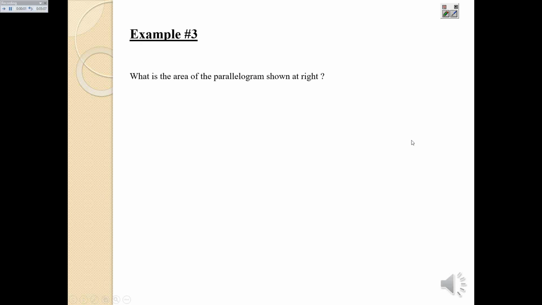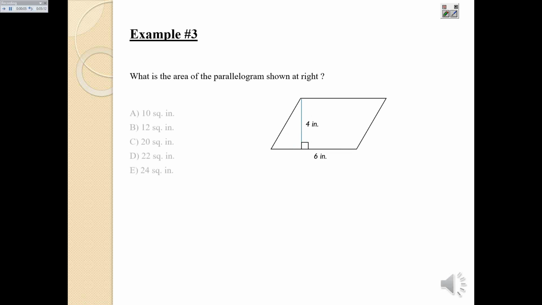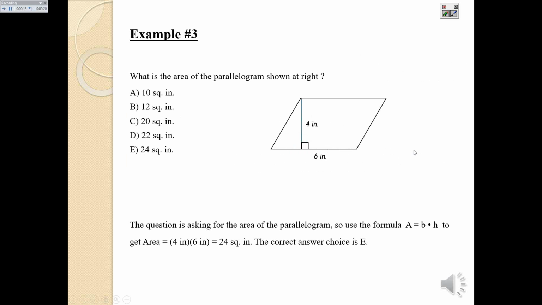Here's an example. What is the area of the parallelogram shown at the right? And remember, our formula is base times height. So, of course, it would be 6 times 4.